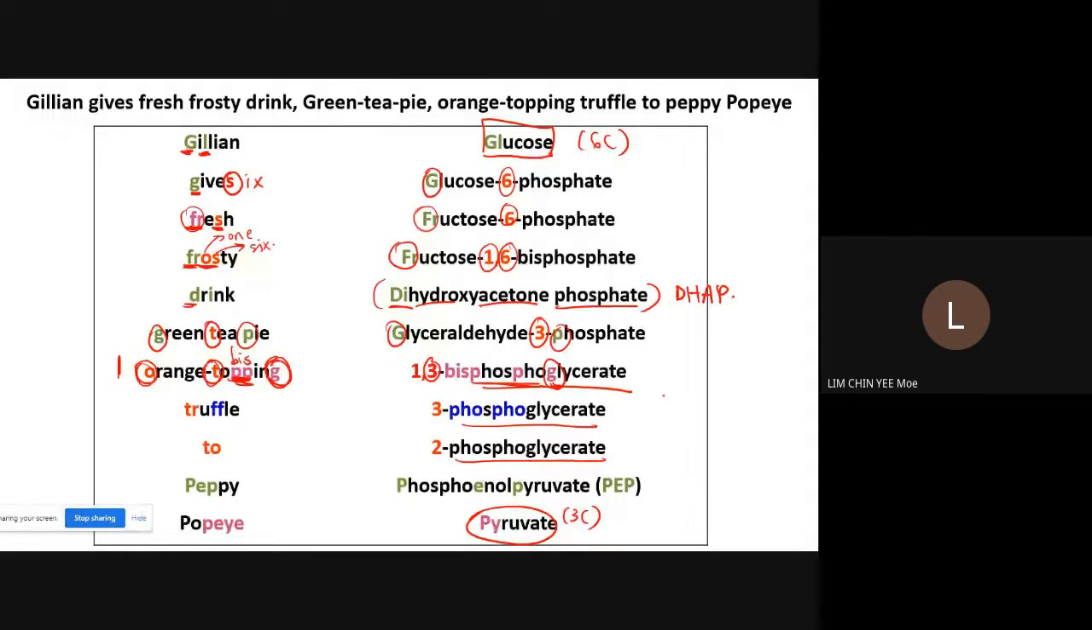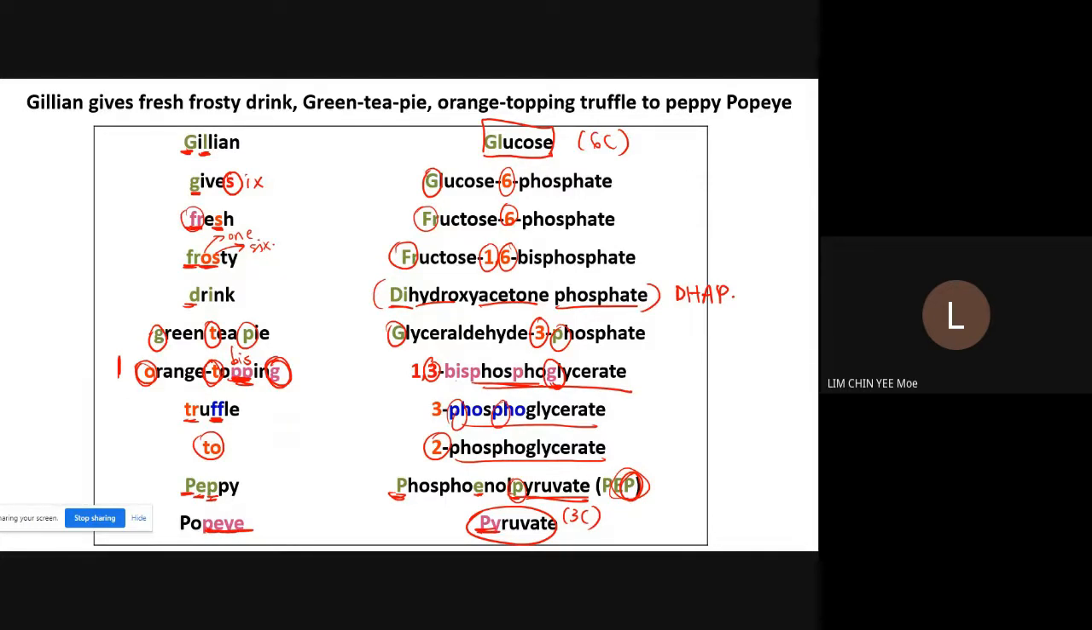Start dari 1, 3 bisphosphoglycerate, and then 3 phosphoglycerate. So FF is like the sound fur. So for phosphoglycerate, and 2 phosphoglycerate. Happy PEP. PEP ialah phosphoenolpyruvate. You should remember the last one is pyruvate, so the previous one is also pyruvate, tapi dia ialah PEP. PEP maksudnya upper pyruvate, phosphoenol pyruvate. So I senangkan you ingat PEP. So PEP, phosphoenol pyruvate, and then Popeye, pie, so pyruvate.